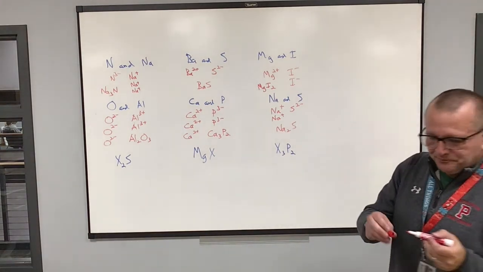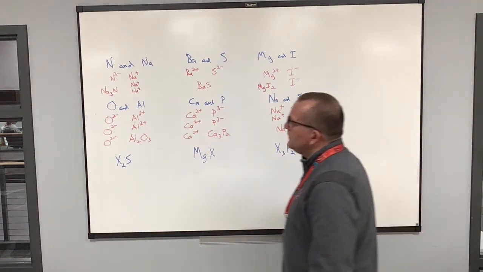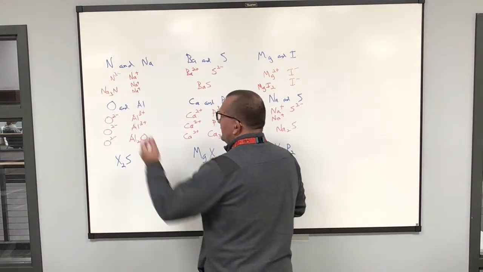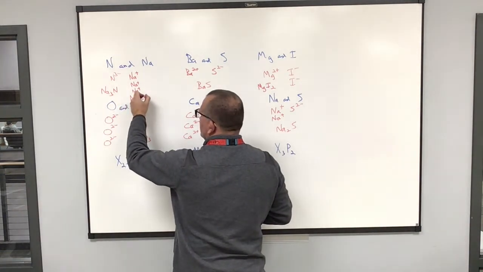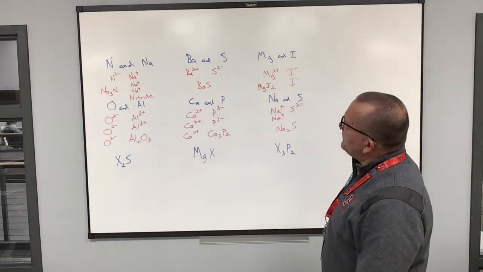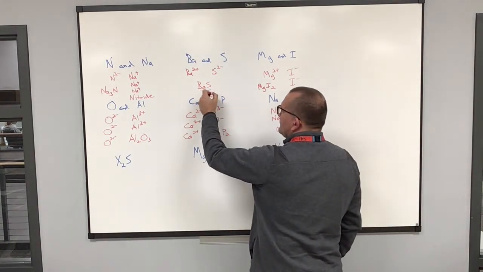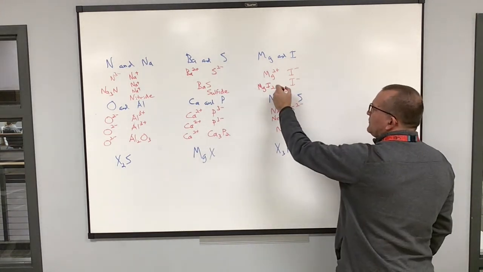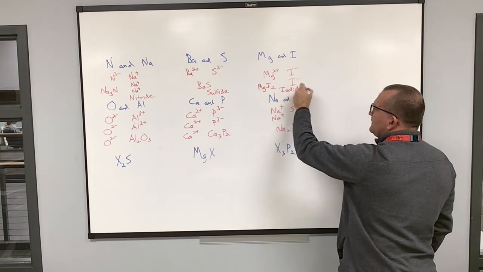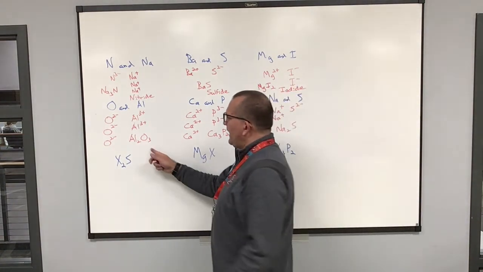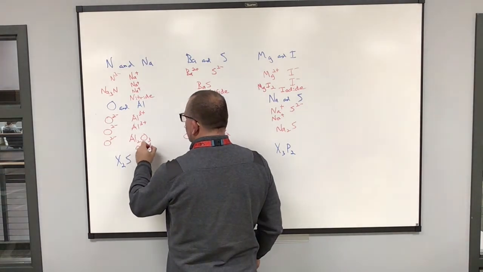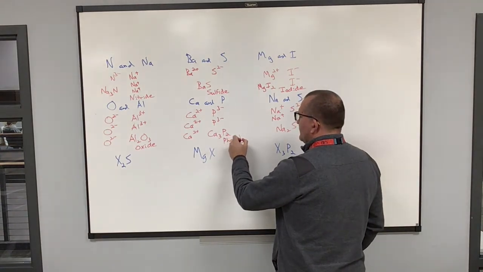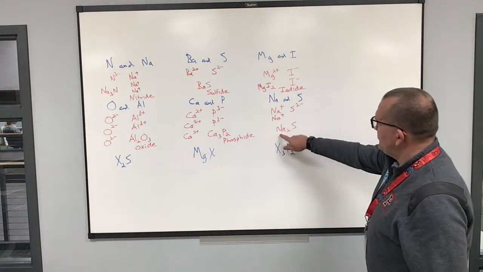For the names, you should write the names out. I'm not going to write them all out for lack of board space, but this is sodium nitride. Okay, I guess I'll write the last names out because you can see how to spell them. Nitride. Barium and sulfur would be barium sulfide. Magnesium and iodine would be magnesium iodide, I-O-D-I-D-E. Aluminum oxide, O-X-I-D-E. Calcium phosphide. And this is sodium sulfide.